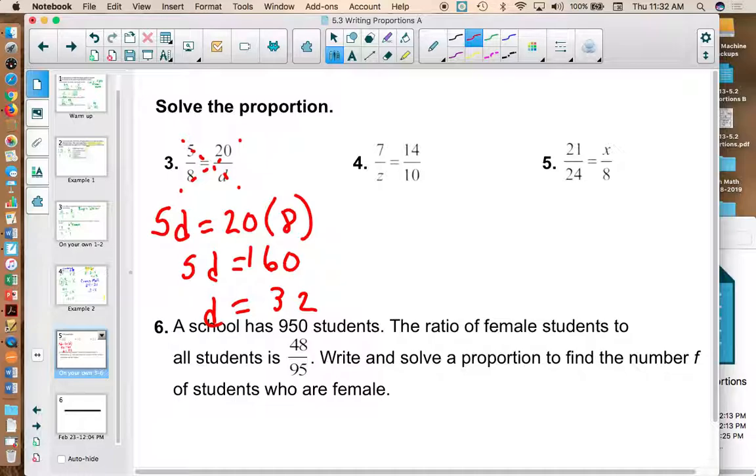Grade it for what it is. All right, somebody tell me, what is Z in number 4? Z equals what? I got some hands up that I don't see a lot of times. I like that. Kaden, what's Z? Z equals 5. Is he correct? Yes.